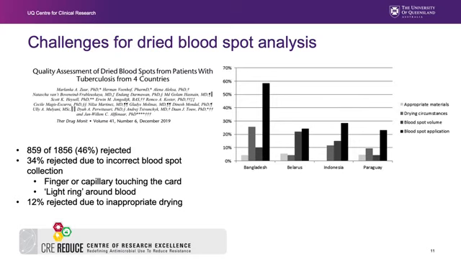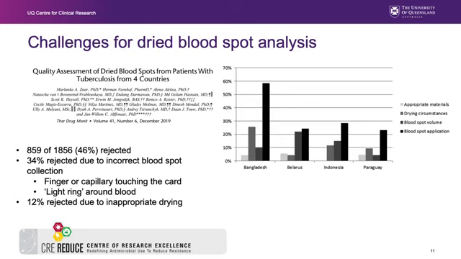This is another area of challenge for a dry blood spot. This is a study performed in 4 countries where they were collecting dry blood spots, and they were just looking at a quality assessment of the dry blood spot when it arrived in the laboratory. And what they found was, of 1,800 samples that were collected, 860 were rejected, so about 50% were rejected. And the largest reason, at 34%, was due to an incorrect blood spot collection.